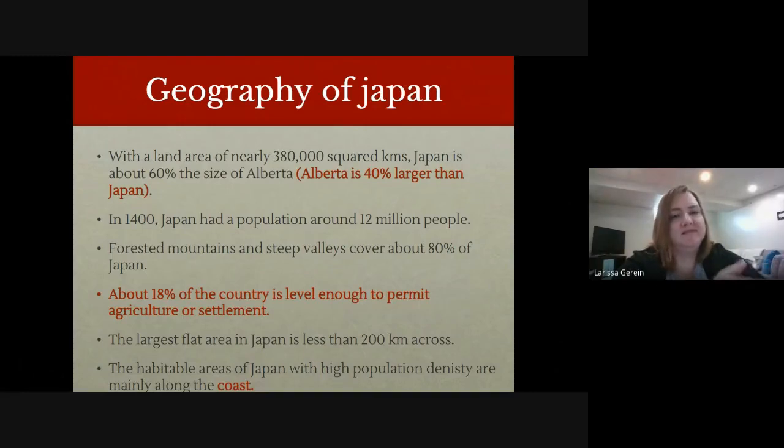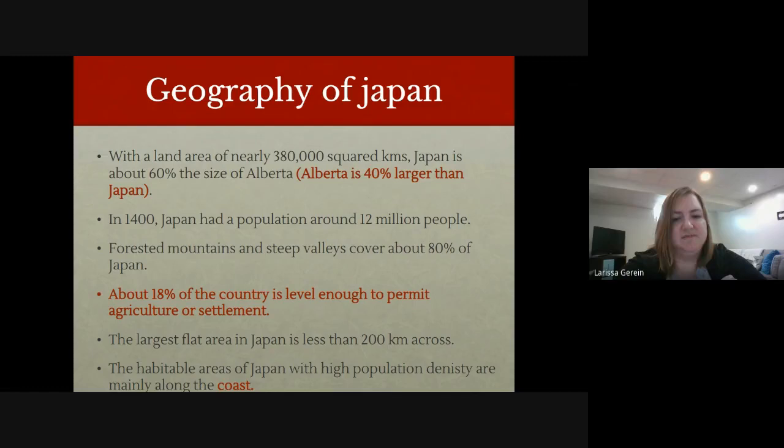So, all of the islands of Japan can fit into Alberta with room to spare. Alberta is 40% larger than Japan. In 1400, Japan had a population of around 12 million people. And so forested mountains and steep valleys cover about 80% of Japan. About 18% of the country is level enough to permit agricultural settlement.